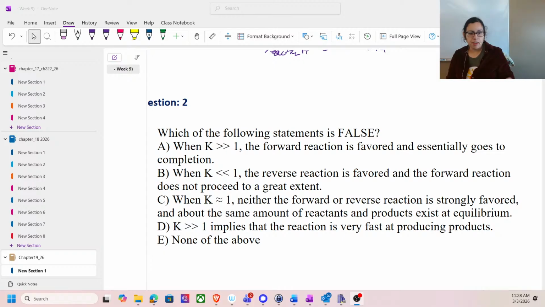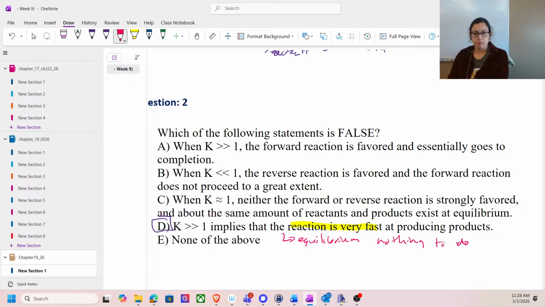Excellent. So why do you say D? Because equilibrium doesn't have anything really to do with reaction rates. All that means is that whenever the reaction reaches its end, it's going to have this approximate ratio or this approximate difference between products and reactants. But it could take 1,000 years for it to get to equilibrium.